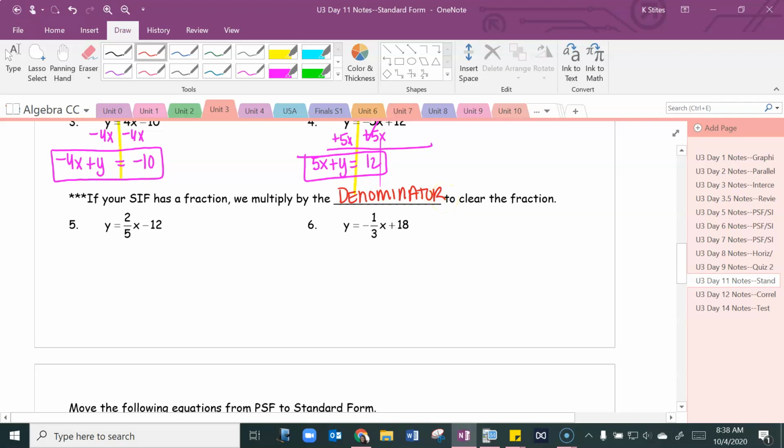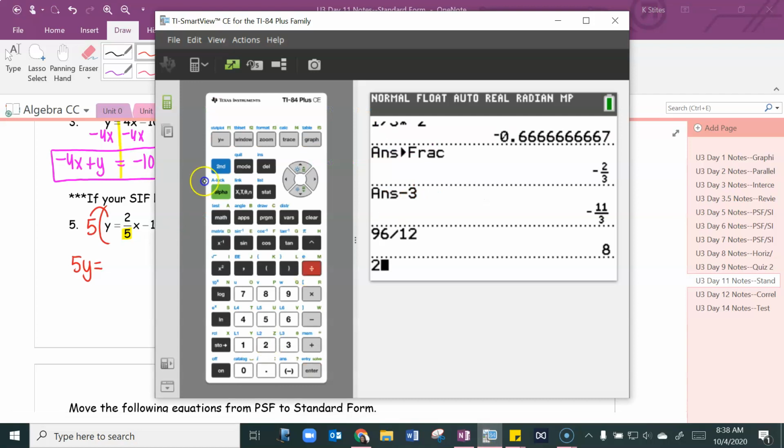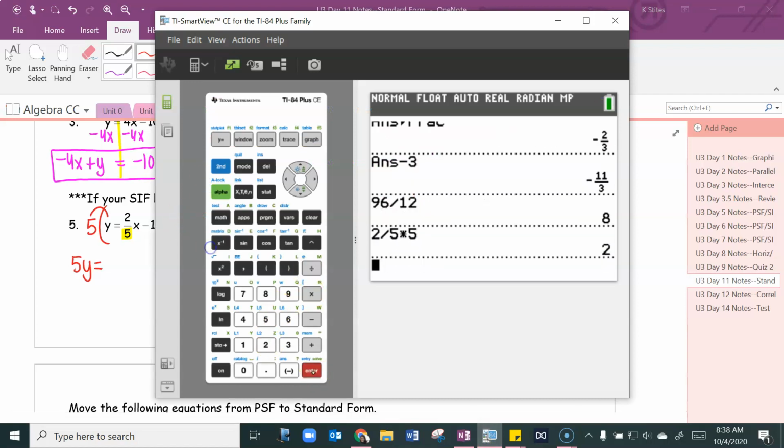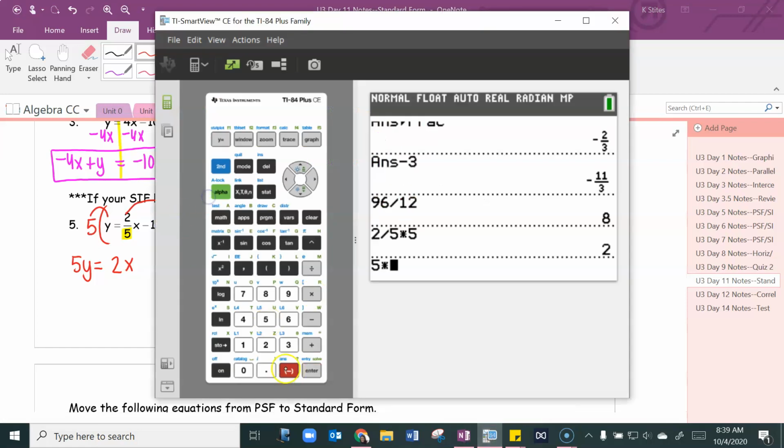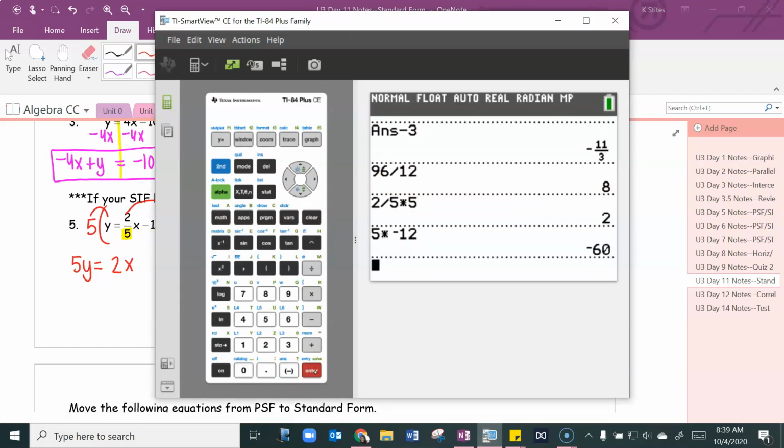For example, in number 5, the denominator of your fraction is 5. We are multiplying everything by 5. 5 times y is 5y. 2/5 times 5 is just 2. That was the whole point of multiplying by the 5, to get rid of that denominator. So this is just a 2x. And don't forget to do the 5 times the negative 12 as well, which is a negative 60.